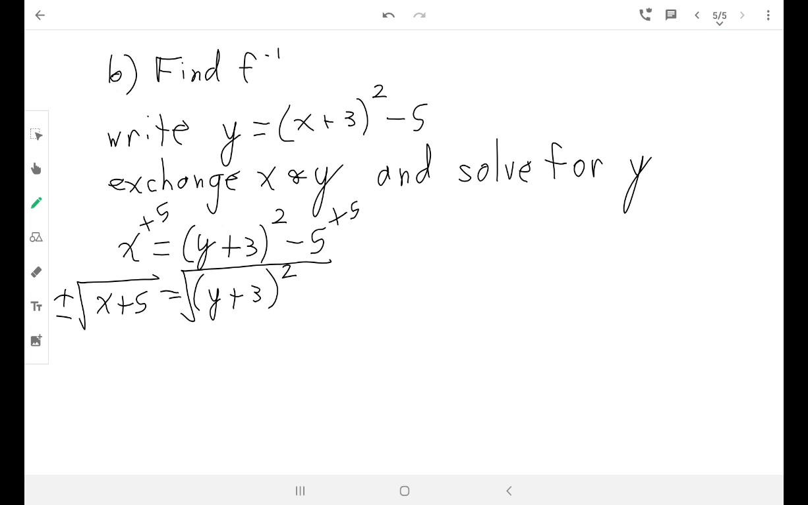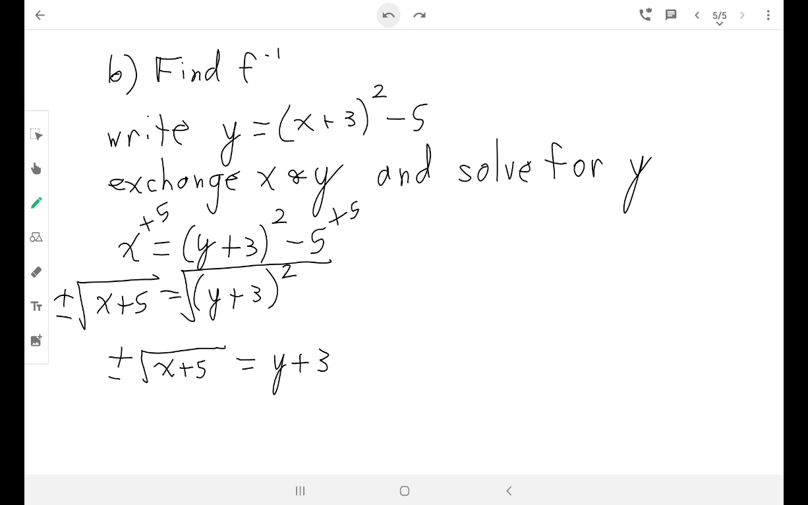The reason that I have to do plus or minus is because I have to account for the fact that if I tell you I squared a number and I got 25, I could have squared 5, or I could have squared negative 5. And you have no way of knowing which one I started with because I haven't told you. So you just account for both cases, and that covers you in both situations. Okay? So then you wind up with plus or minus the square root of x plus 5 equals y plus 3.